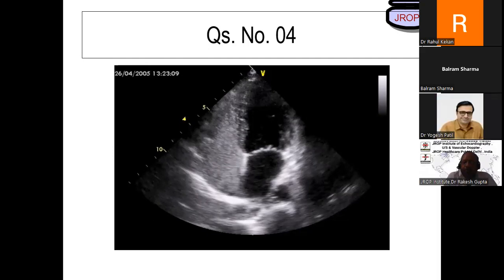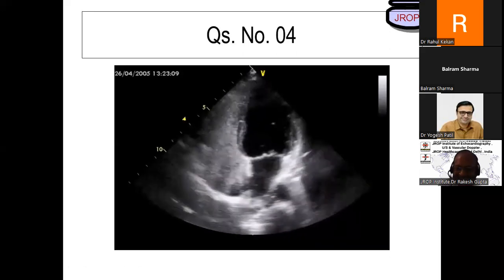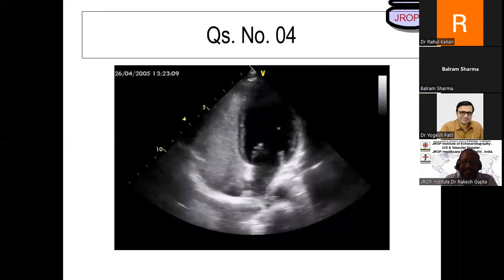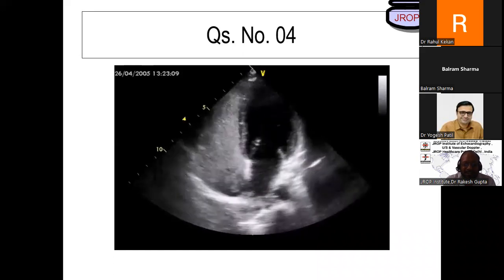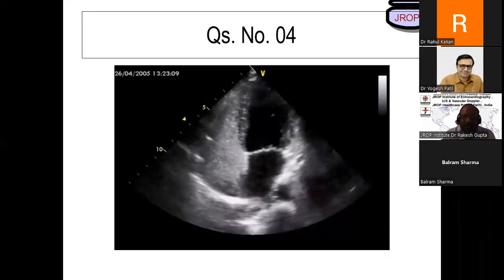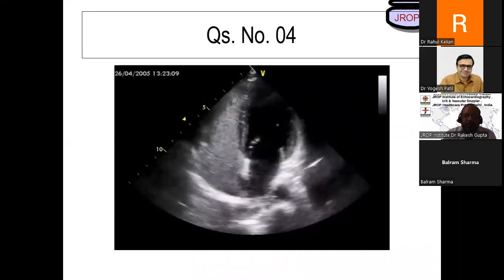Balram, you can inject contrast into the left atrium. No. How can you inject contrast into the left atrium, man? It's going to be complicated. No, complicated, but tell me, how do you get it? It's impossible. You cannot inject contrast in the left atrium. Only one place where you can inject contrast directly in the left atrium is when you have an unroofed coronary sinus. Dr. Yogesh Patel.